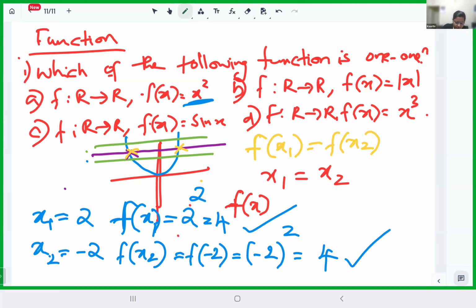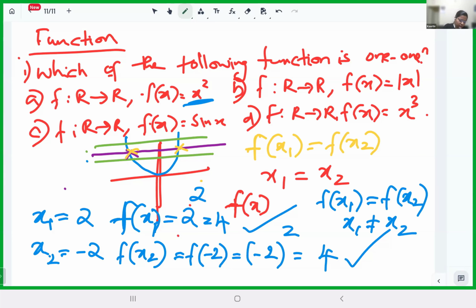Here you can say f of x1 is equal to f of x2. Both are 4. But what can you say about x1 and x2? Are they same? x1 is not equal to x2, right? x1 and x2 are not same. So what can you conclude from this? It doesn't satisfy the condition of 1, 1 or injective function, right? So it is not 1, 1. It is a many one function.